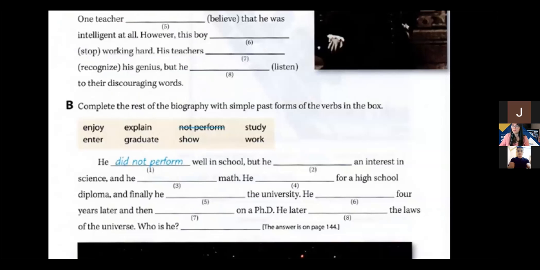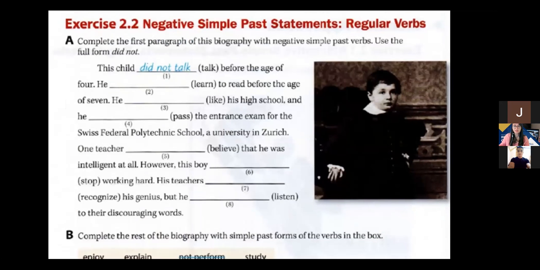Okay, so there is another task that I shared in WhatsApp. Don't forget to check that. Otra tarea que les he compartido en el WhatsApp, so don't forget to check it. Okay? Okay, I let you work, guys.